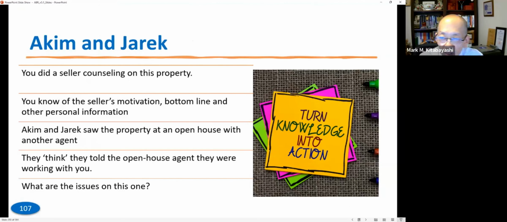Let's look at Kim and Jared's situation. You did the seller counseling on this property. You know the seller's motivation, bottom line, and personal information. This might be a good one to consider as a dual agent: you represent both the buyer and the seller.